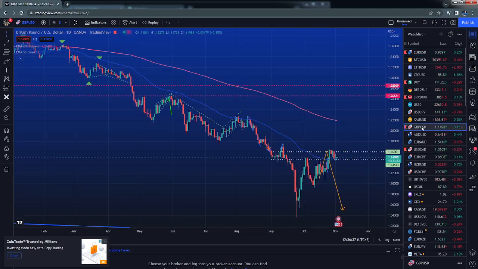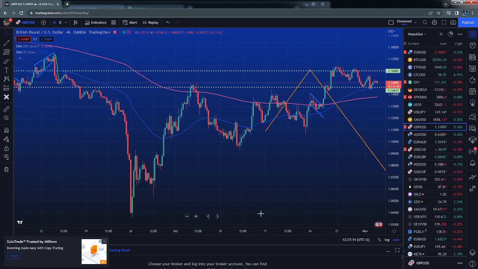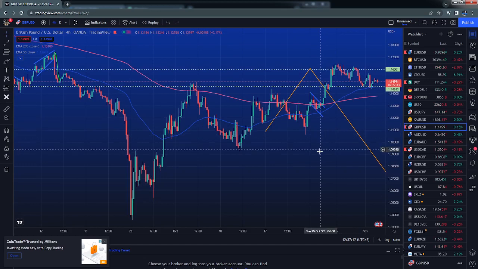Now in cable, pretty much the same scenario. I told you that I was expecting 116 to be tested. We actually did, and now it's reversing and trading just below 115. Of course, here I expect a move to the downside, because November is going to be a tough month. We have the 17th of November, the budget of the new boy wonder. Let's see what he can do. I don't believe he can do much, but markets for now are giving him the benefit of the doubt.